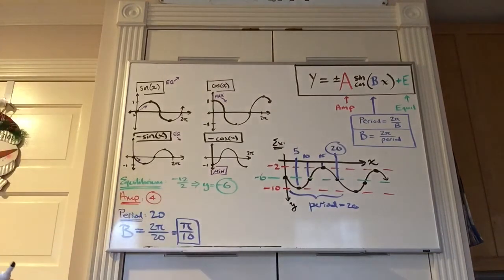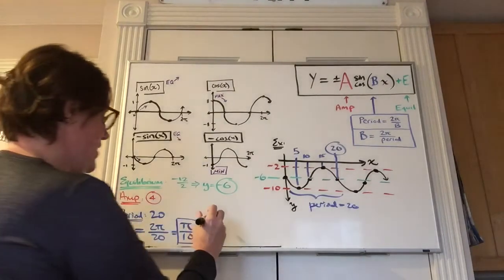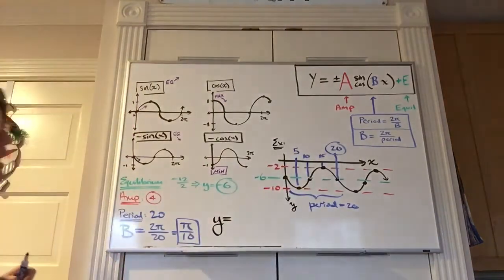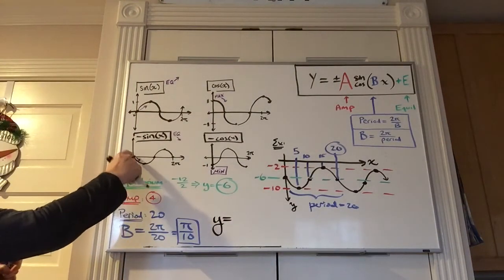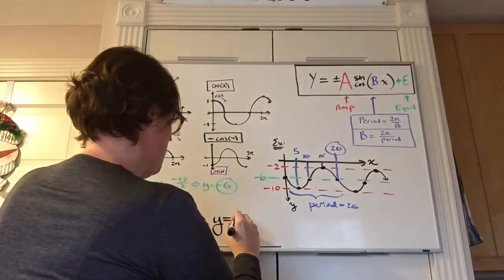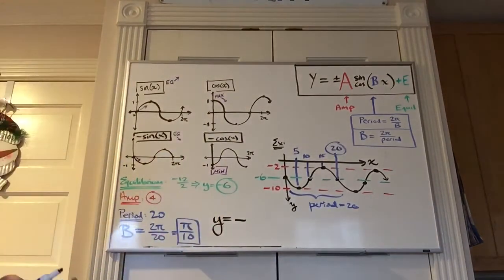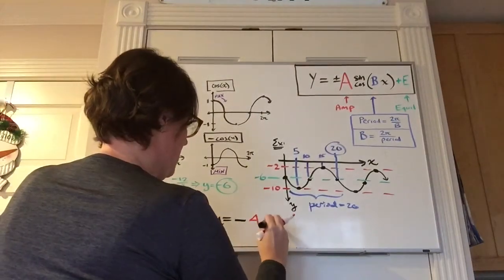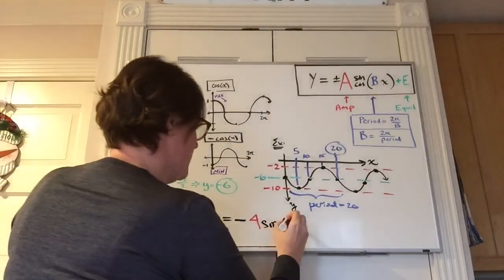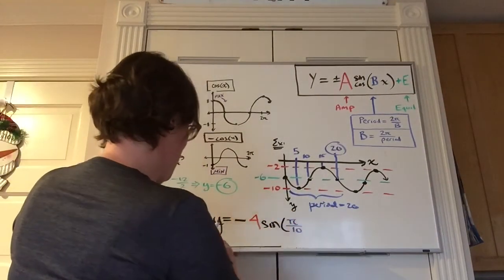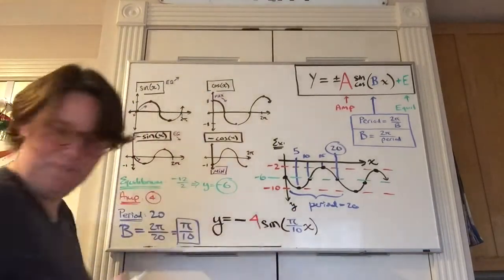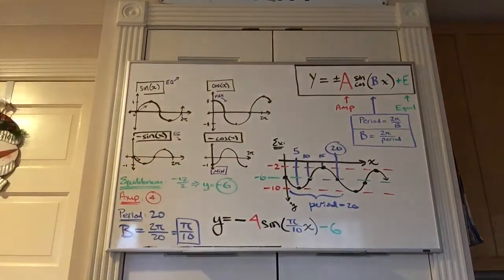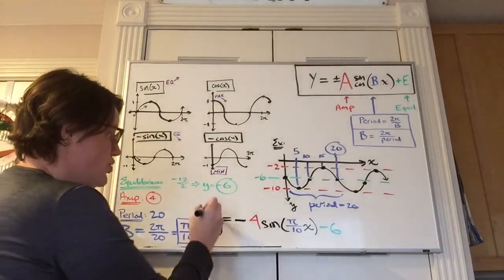And if I put this all together to make an equation for this graph, I know that I am looking at a negative sine cycle. I knew that because this graph started at equilibrium and it headed down. So this is going to have an equation of negative out front because it's a negative sine cycle. -4 times the sine of pi over 10 times x, and then that vertical shift of equilibrium is going to be a little -6 at the end.